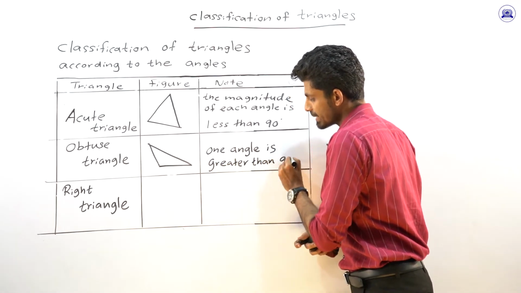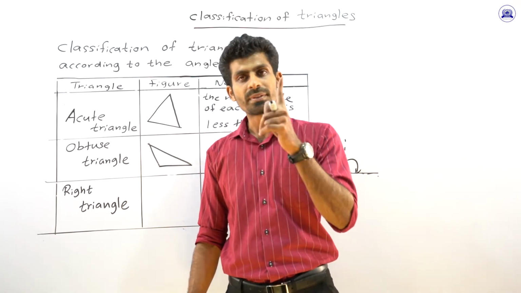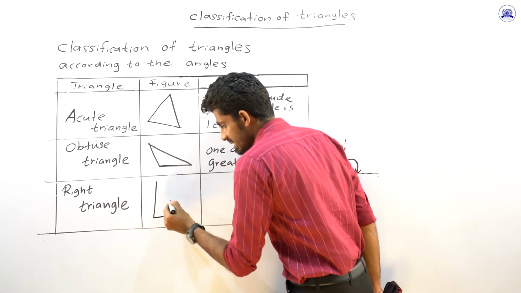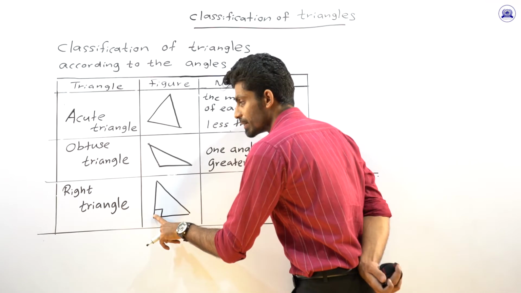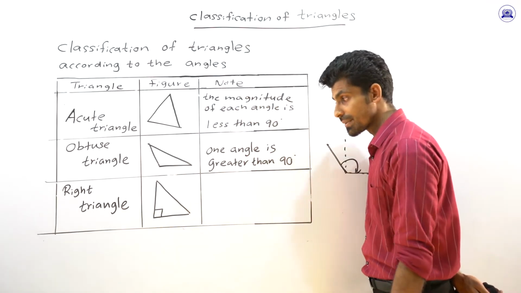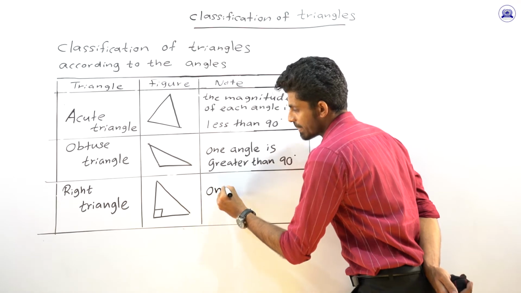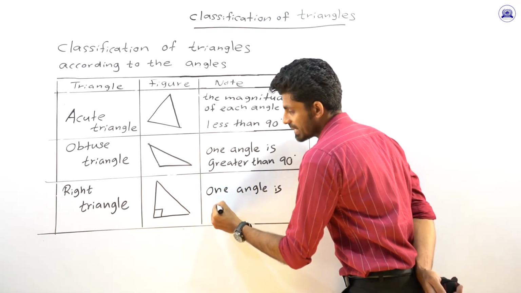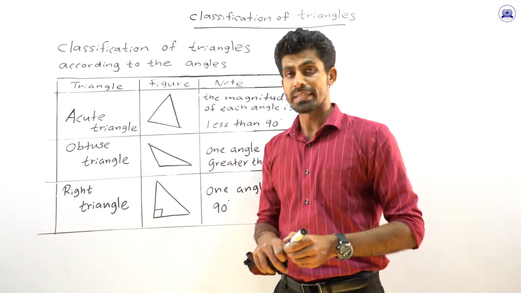Greater than 90. A right angle means the magnitude of the one angle is exactly equal to 90. This is the right angle. This one is equal to 90. So that one is the right angle. One angle is 90. The magnitude of the one angle is 90.